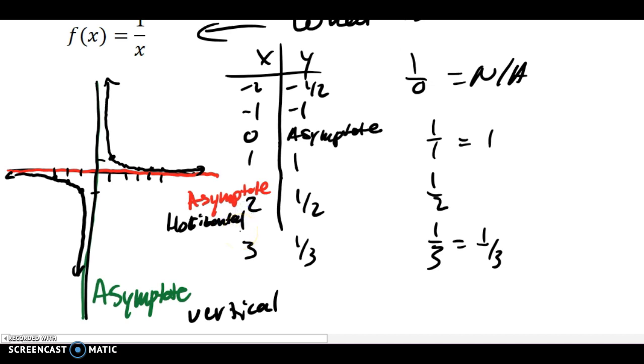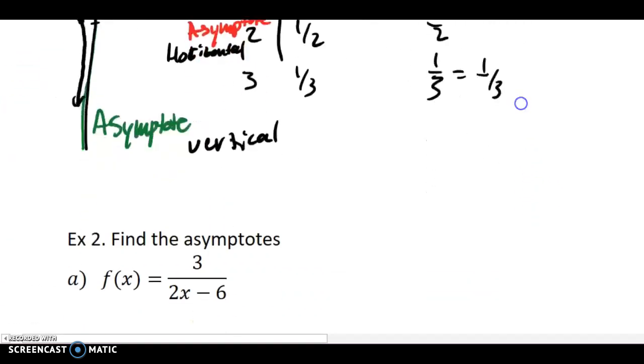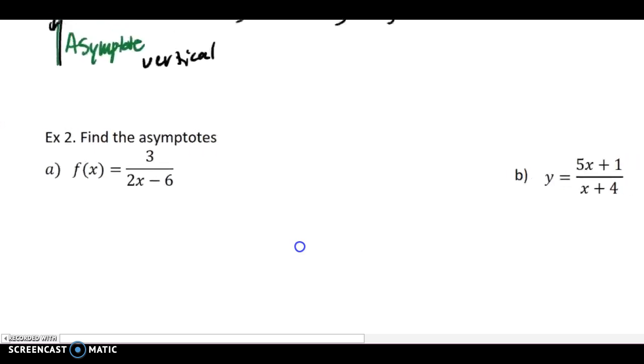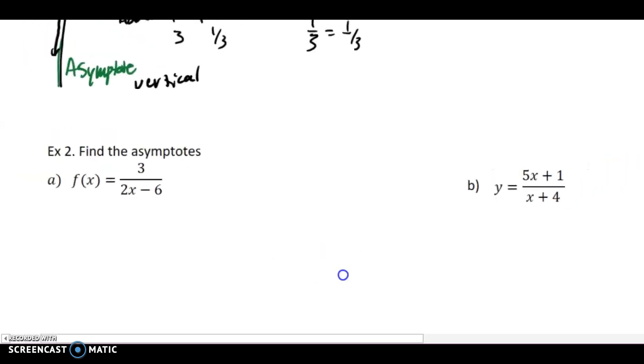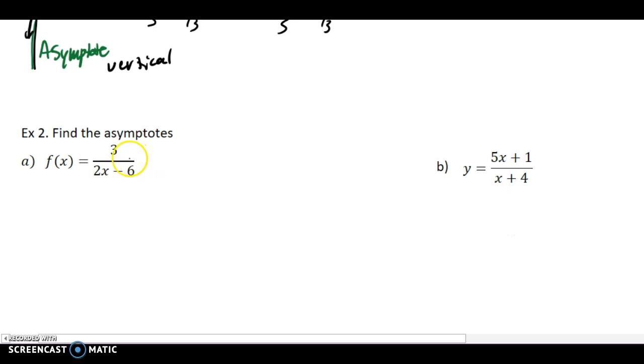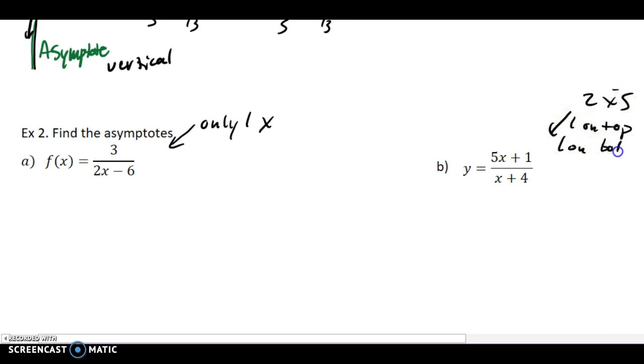Okay? So that is the shape of our graph. So let's go ahead and walk through some steps. First idea here is I have two types. They're very similar. Type A right here, notice there is only one x. And in type B we have two x's, one on top, one on bottom. And those are going to be graphed slightly differently. Okay. So step 1 is we're going to find the asymptotes.